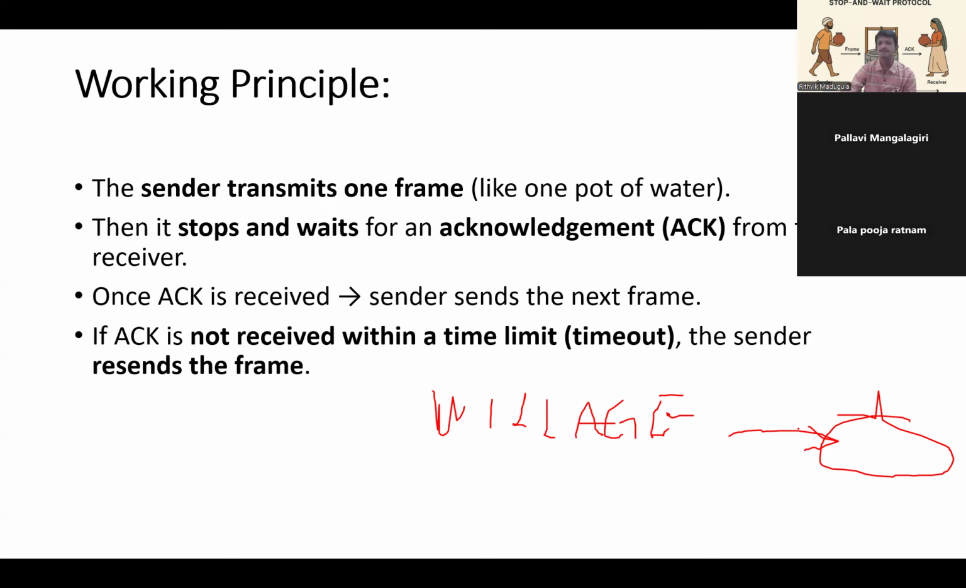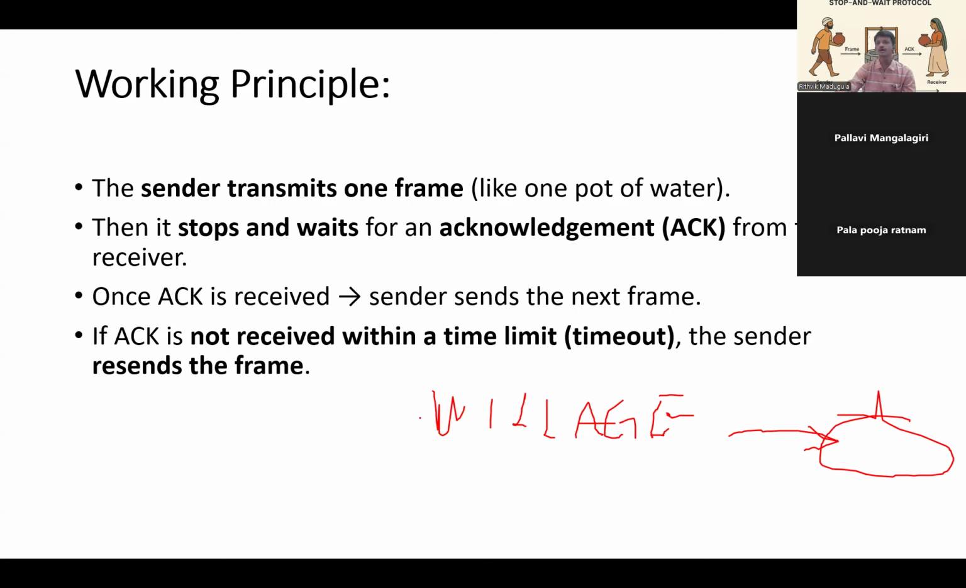Suppose there are 3 people who need to fetch water from that village. The first person needs to acknowledge that his work is completed, and only then will the second person be able to carry out the water. This is the general idea of the stop and wait protocol. Until the sender receives an acknowledgement from the receiver, the sender will not be in a position to deliver the frame once again. Once the acknowledgement is received, the sender sends the next frame.